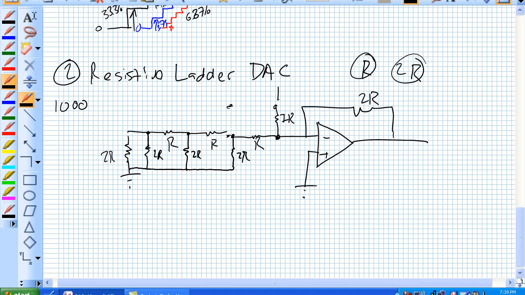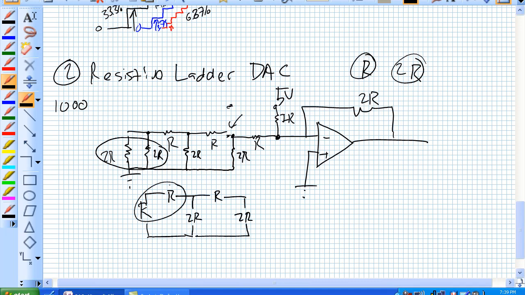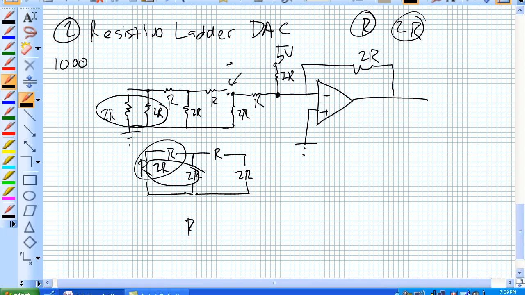And now, this is still 5 volts there. We still got to keep that up there because it's 1000. So now we got to figure out what this mess is equivalent to. 2R in parallel with 2R is an R. Let's do a simplified version. These two R's are in series, which makes it a 2R. In parallel with 2R is an R.